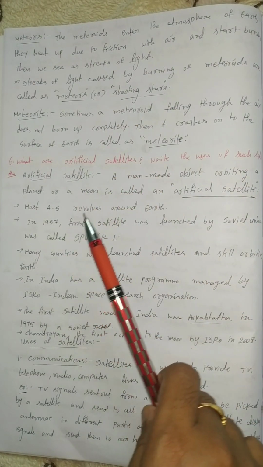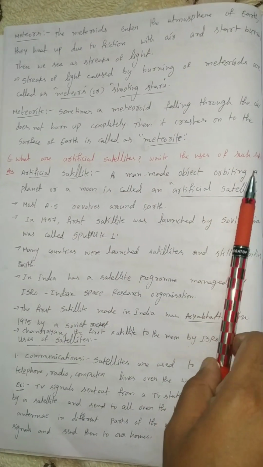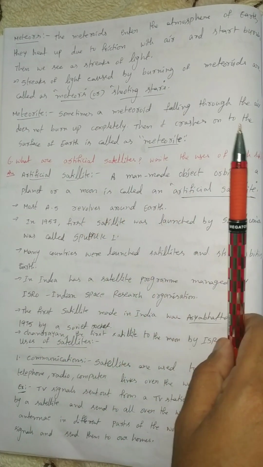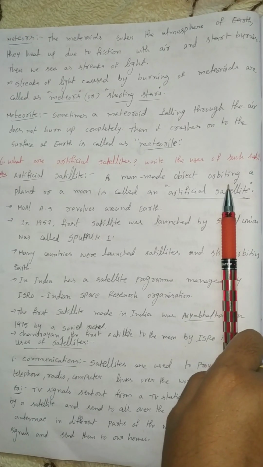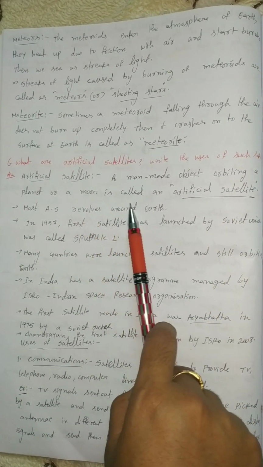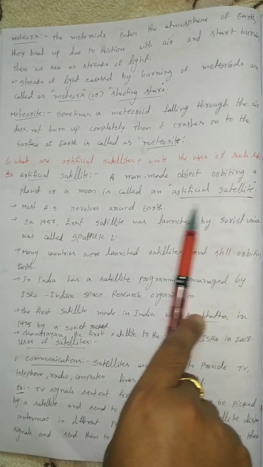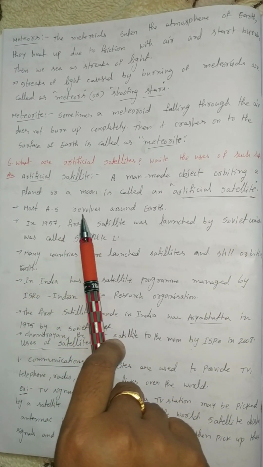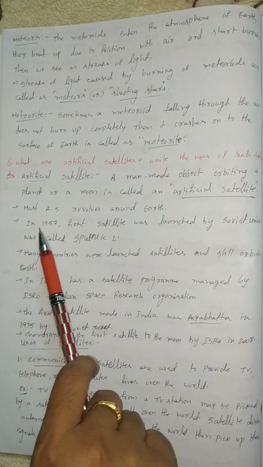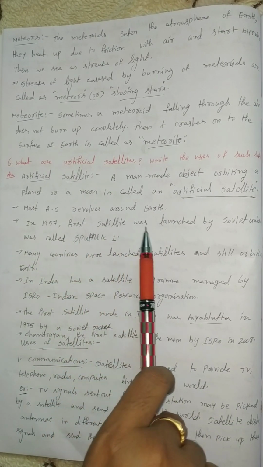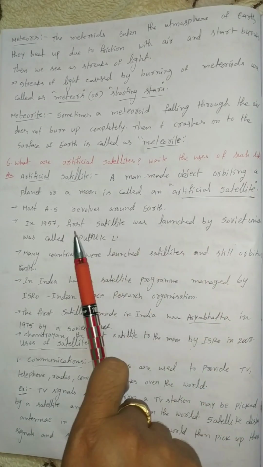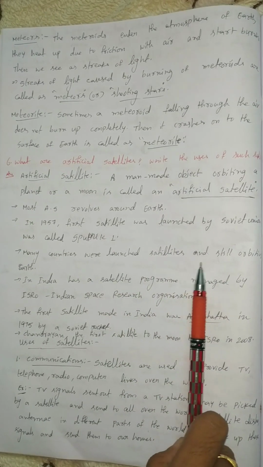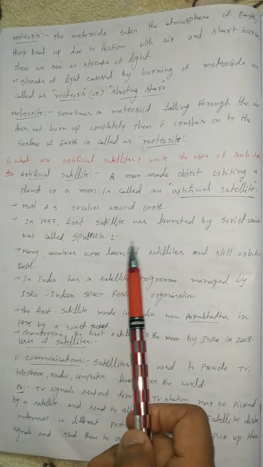Next question, what are artificial satellites? Write the uses of such satellites. Artificial satellite means a man-made object orbiting a planet or a moon. Most artificial satellites revolve around Earth. In 1957, the first satellite, launched by the Soviet Union, was called Sputnik 1. Many countries have launched satellites and they are still orbiting Earth.